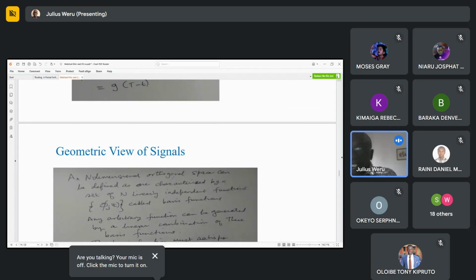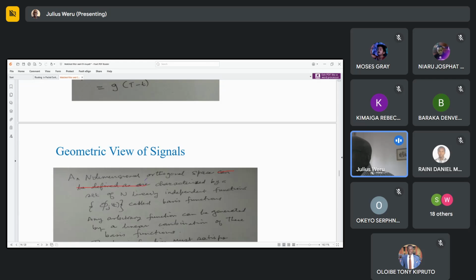We are normally used to the Cartesian plane, which has only two dimensions, and we are also used to XYZ. But now we can't imagine beyond XYZ. Yet you can have an n-dimensional orthogonal space. This space can be defined as, or otherwise, I think my English is wrong, characterized by a set. I think an n-dimensional space is supposed to be, is characterized.